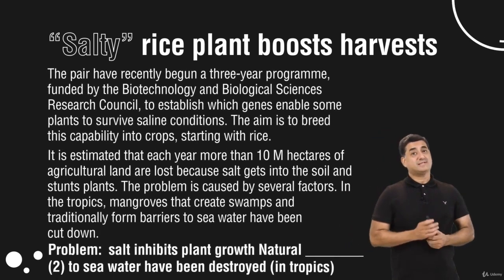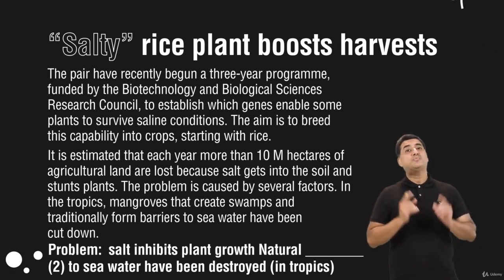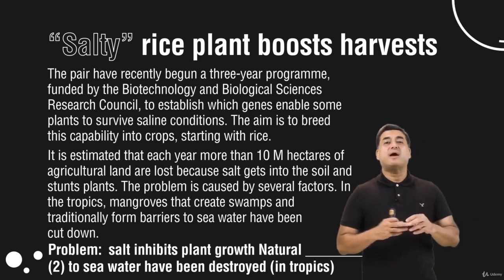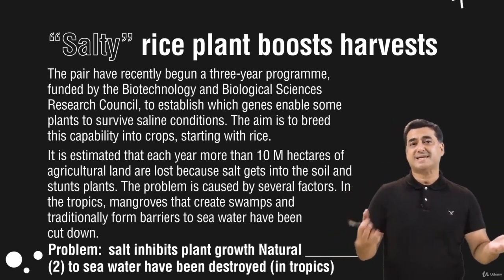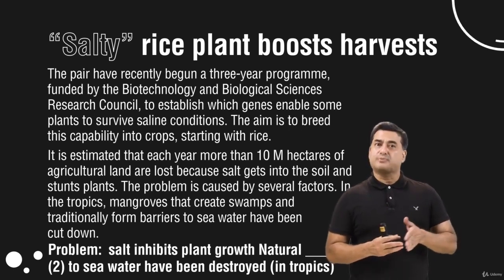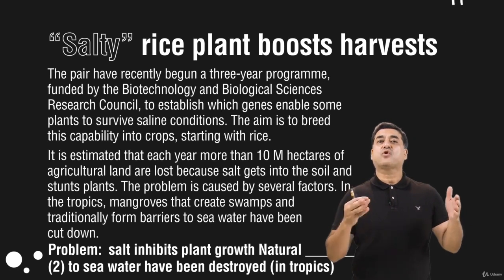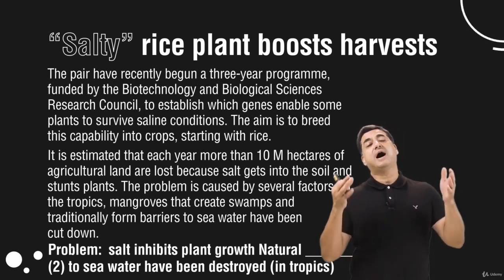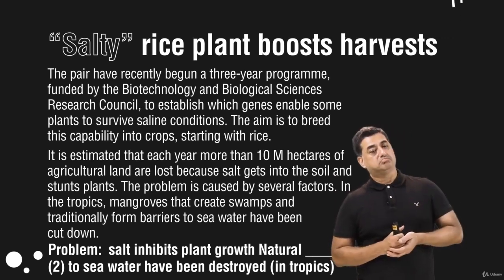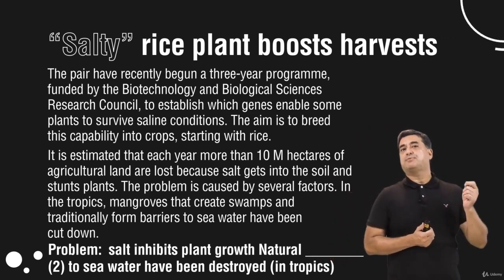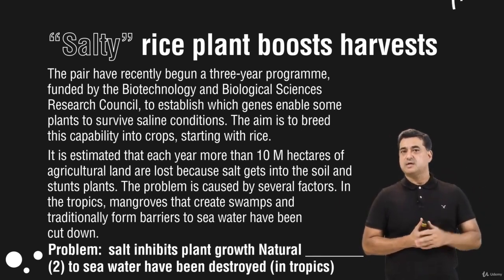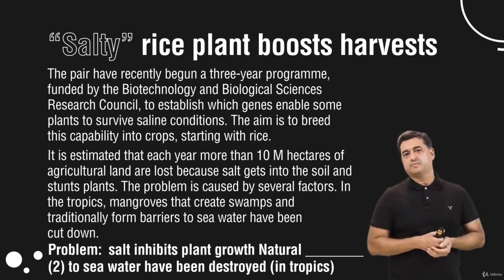Now, the next type of questions are related to problems. The first type of question was asking about the aim of the research. Now we are not asking about the aim of the research. We are talking about problems. Problems that have caused the land to become unusable. So that is the problem they are talking about. Now, what is the problem? The problem is that salt inhibits the plant's growth. Because of salt, the plant can't grow.